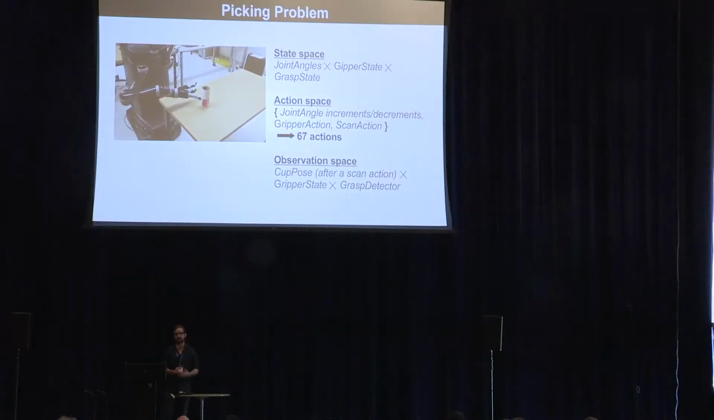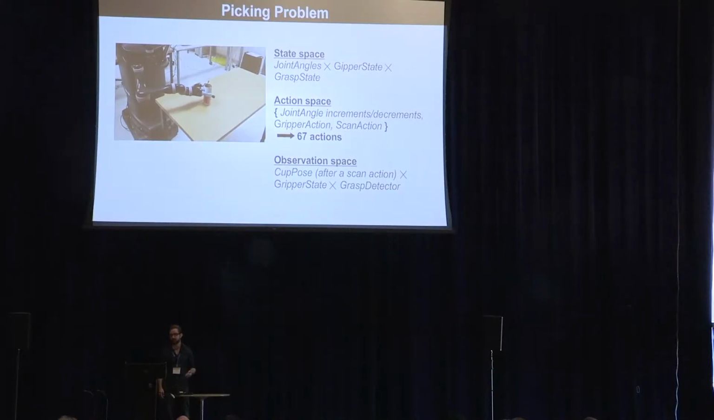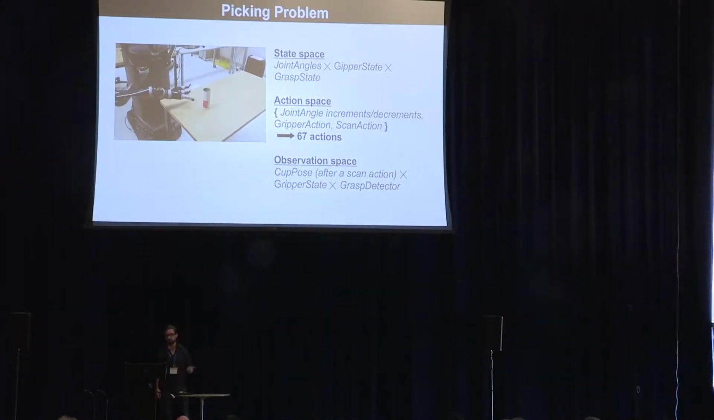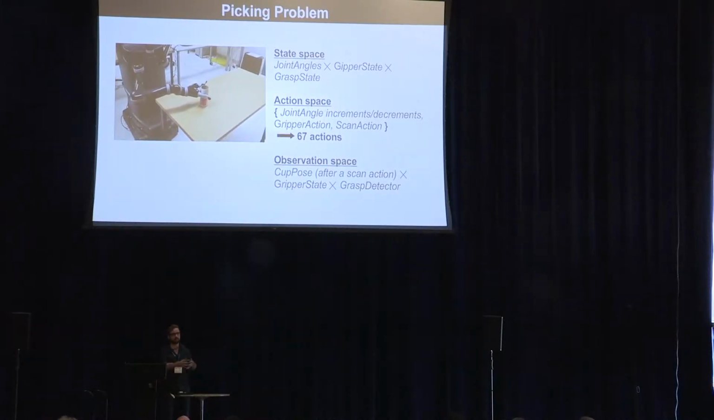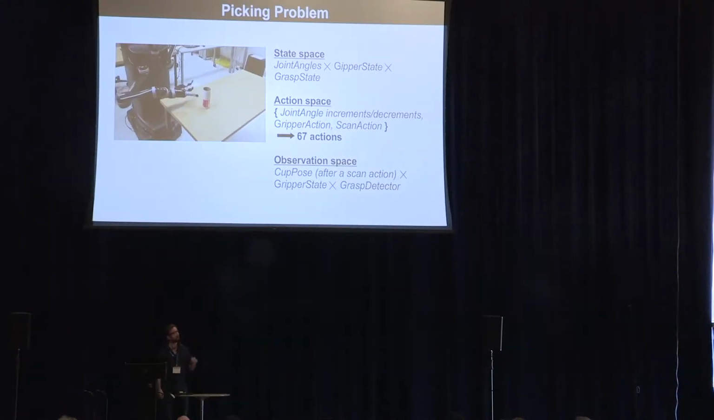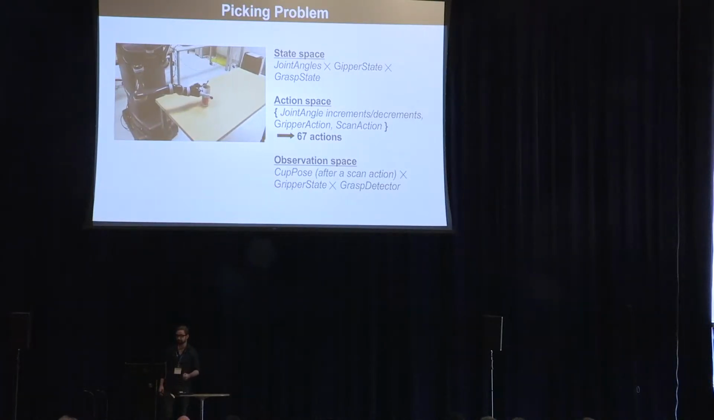And we have a scan action for which the robot utilizes the perception system to localize the cup. And the observation space, again, is a hybrid space consisting of the continuous set of cup poses that are being perceived after the robot executes a scan action. Then we have an observation regarding the gripper state, and we have a simple grasp detector.